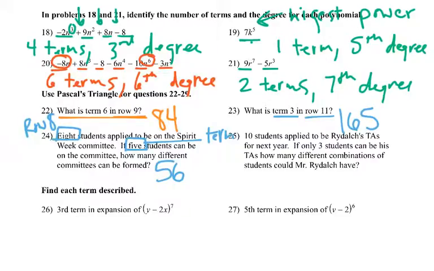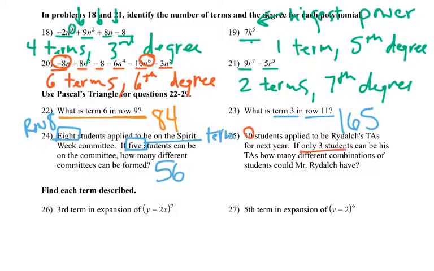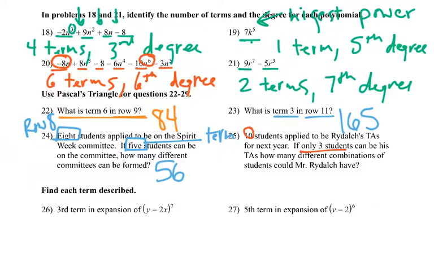Okay, 25. 10 students applied to be Mr. Rydalch's TAs for next year. If only 3 students can be his TAs, how many different combinations of students could Mr. Rydalch have? So the total was 10, so we go to row 10, right there. Then term 3: 0, 1, 2, 3. So there are 120 different ways to pick 3 students out of those 10 students.